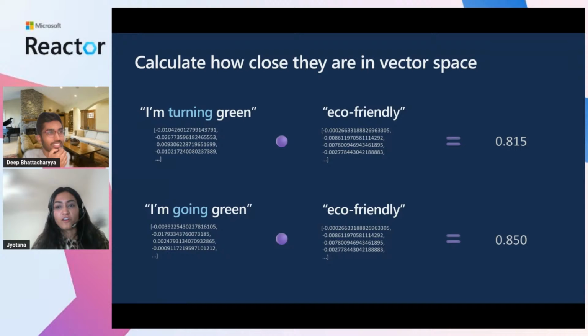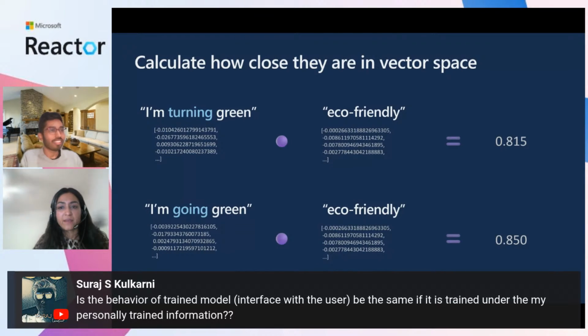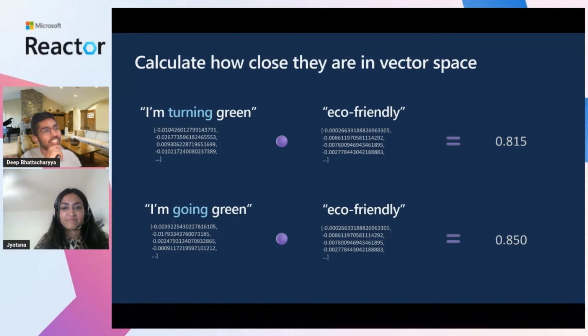Yep, I think the next one that came through was from Suraj. Is the behavior of the trained model the same if it is trained under my personally trained information? Okay. Would the behavior be the same if it was trained under my personally trained information?